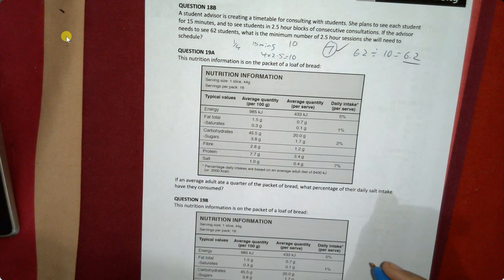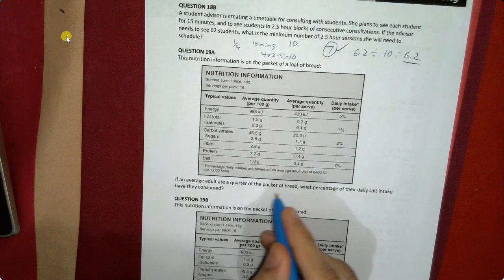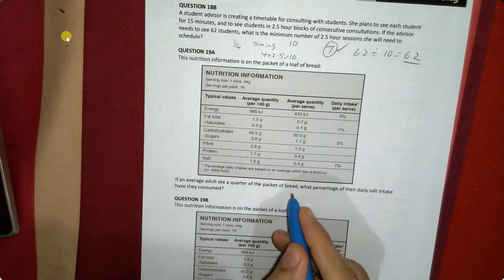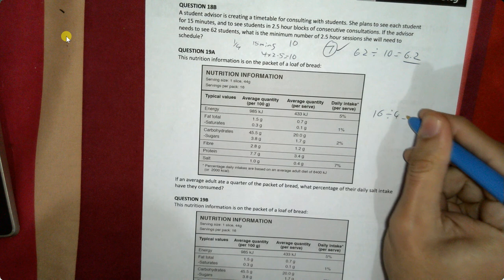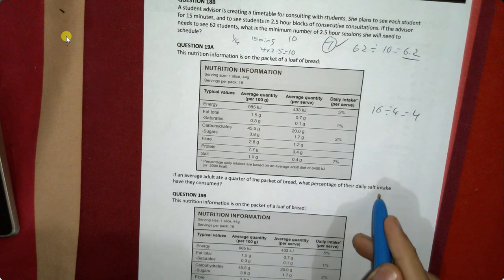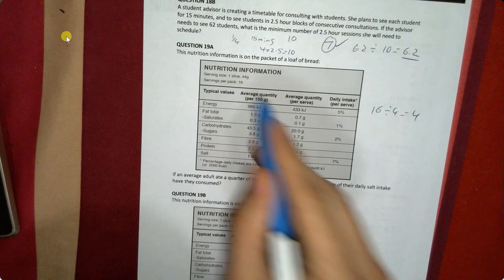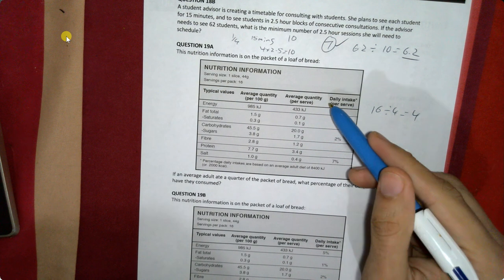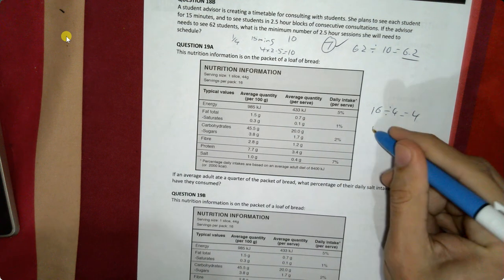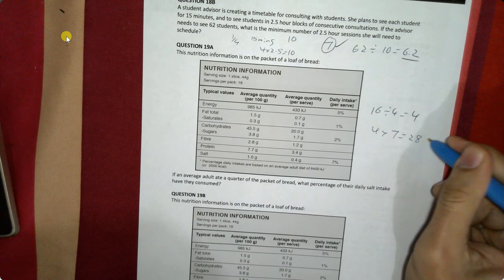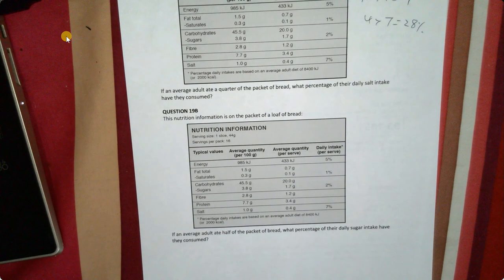Next, 19A. Average adult ate a quarter of the packet of bread. So a quarter is going to be 16 divided by 4, which is 4 servings. And then what percentage of their daily salt are they having? So you've got to have 4 lots of the serving one. Where's our salt? So it's going to be 7%. It's going to be 4 lots of 7%. 28%. Looks daunting, but easy when you know what you're looking for.